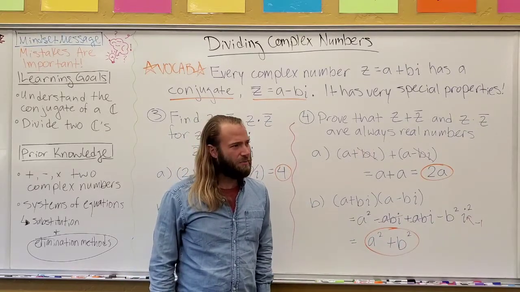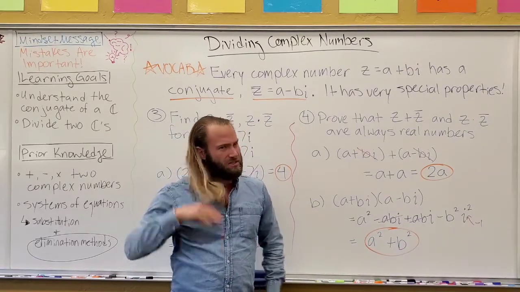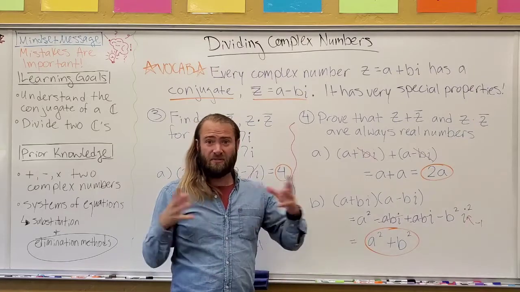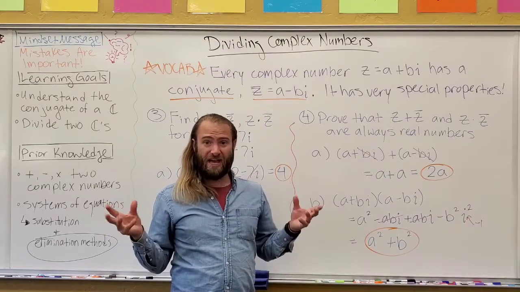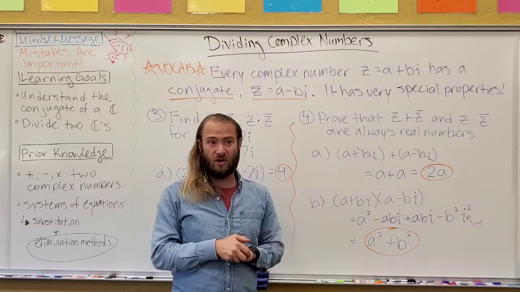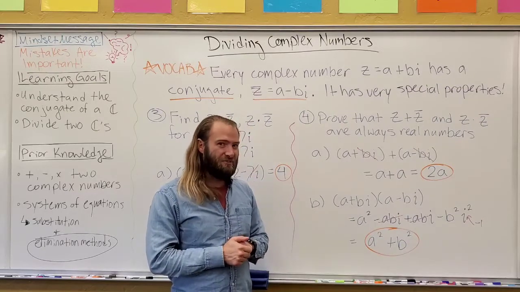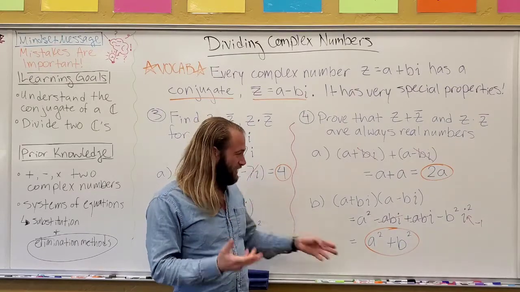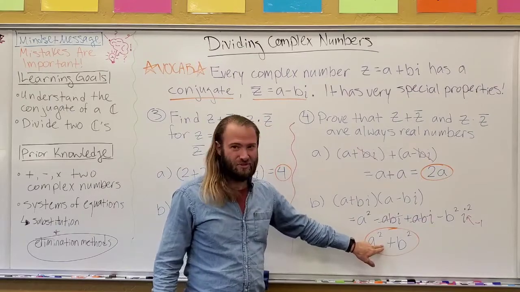Which is funny, because you've probably learned in the past that there wasn't a way to factor the sum of two squares. We've learned that you can factor the difference of two perfect squares, but not the sum. Well, if we allow for complex numbers, then it turns out we can factor the sum of two squares.